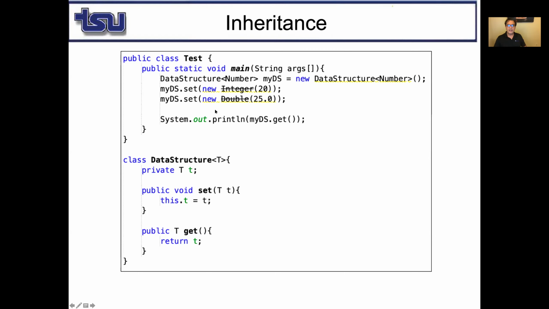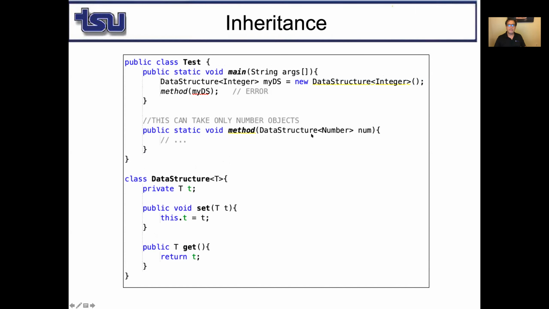So this too will be what? Fine. And the first set method is going to set this T to 20, and then it will set it to 25. So when you run it, you will see 25.0.